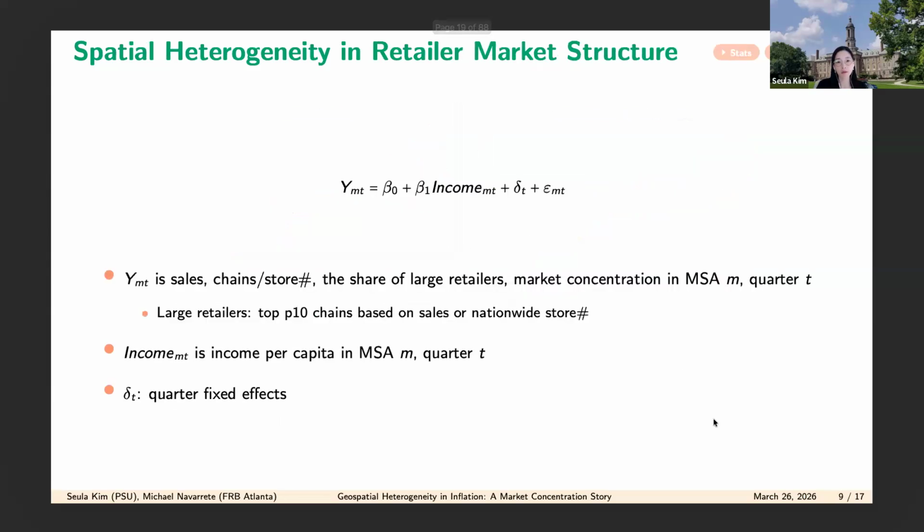Okay, and then the second fact is around the spatial heterogeneity in retailer market structure. So we are using the following MSA quarter level regression, where the main outcome variable captures the retailer market structure at the MSA level, indicated by their total sales, the number of stores, chains, the share of large retailers, as well as market concentration within each MSA. And we regress them on the income per capita at the MSA level, along with adding the quarter fixed effects.